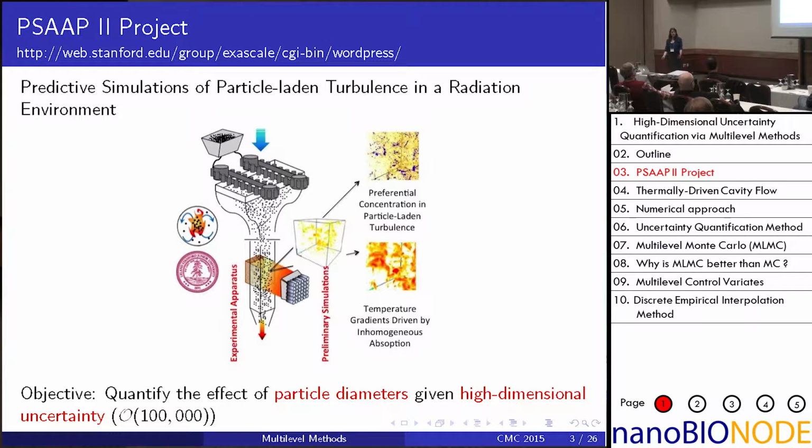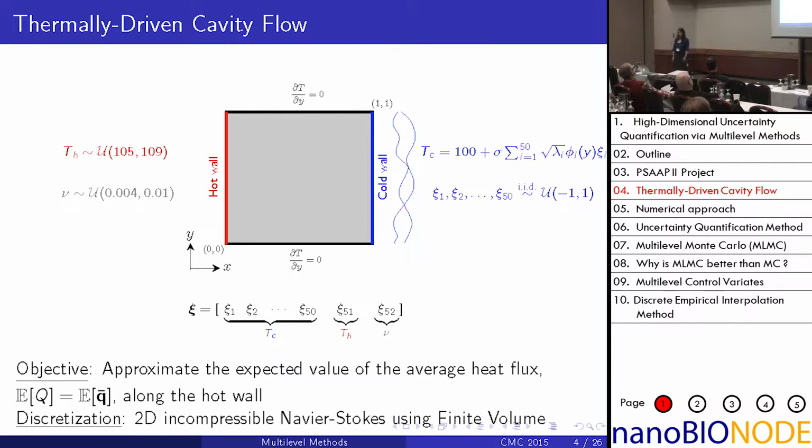So another group is going to be working on the code for this, and that's not quite ready yet. So in the meantime, we're going to consider a preliminary problem. We're going to consider a thermally driven cavity flow problem. And so we're just going to be looking at the unit square domain, and we're going to be considering a couple stochastic boundary conditions. So our setup is this image, and we have this cold wall on the right and a hot wall on the left.